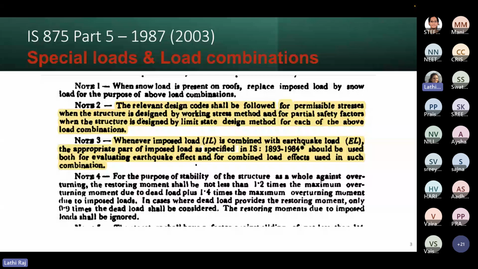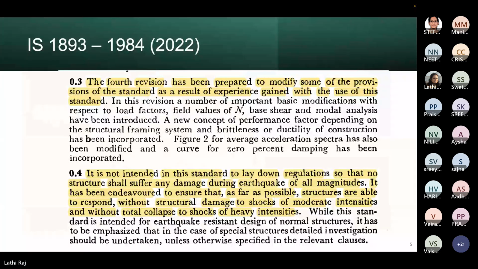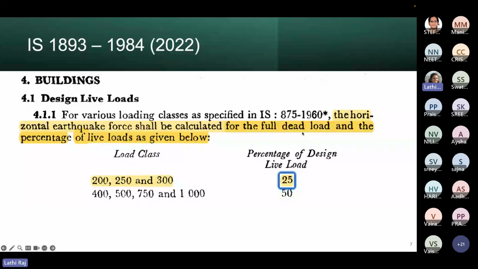So what it is saying is given in this. This is the earthquake load. It says that for various loading cases, the horizontal earthquake force shall be calculated for the full dead load. Dead load, there is no change. And the percentage of live load as given below. This is IS 1893, clause 4.1. When the load is up to 300 kg per meter square, you need to take only 25% of the live load.